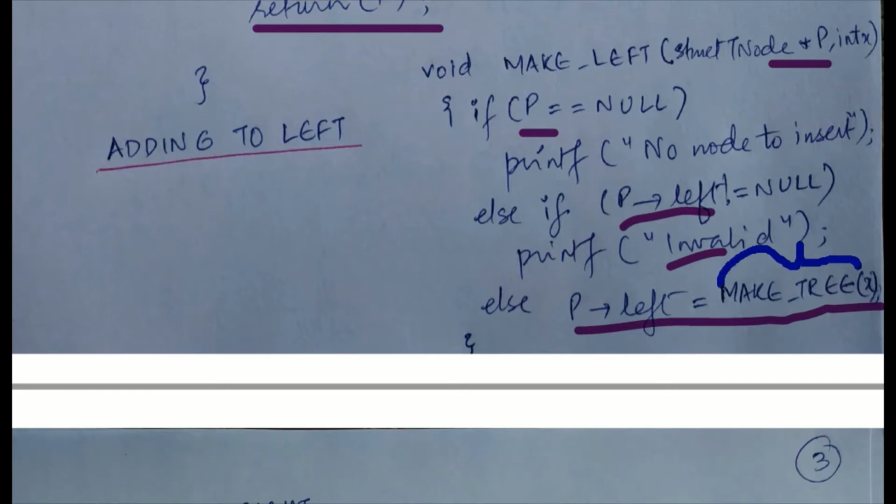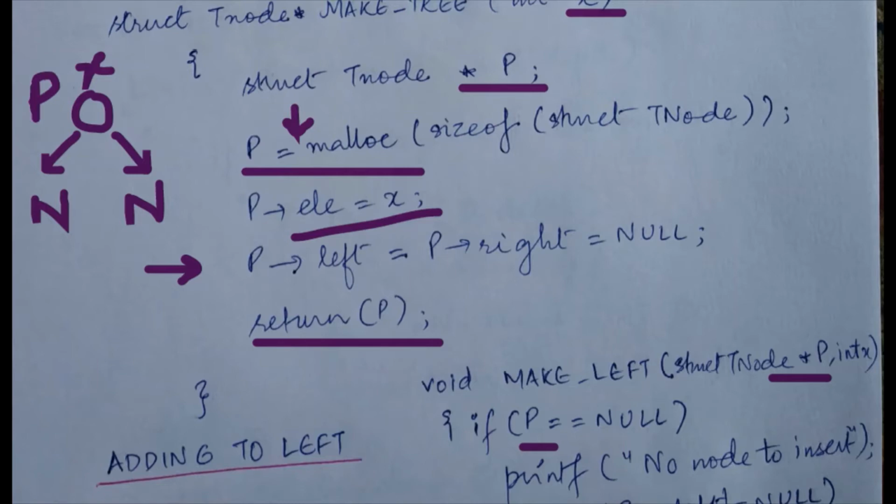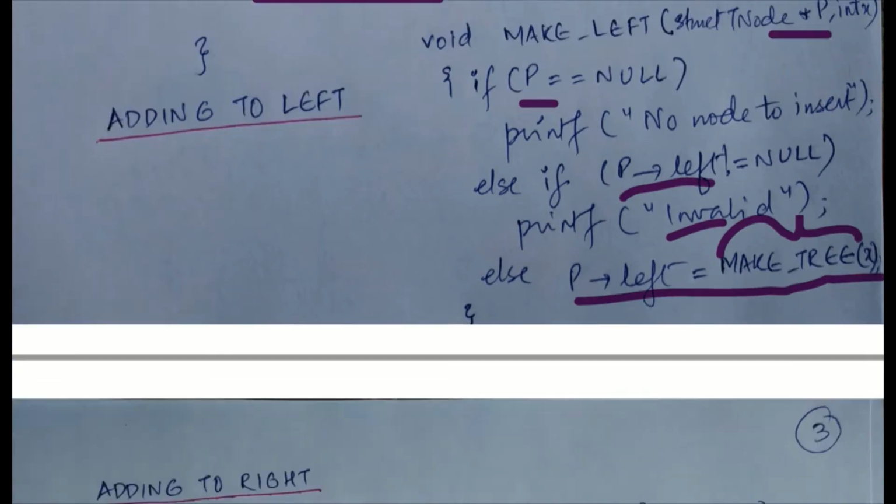This make tree will allocate memory for a node, put x in that, put the left and the right. Basically it initializes the node. It does this for you. Okay. Puts x here, and this left and right is null, and whatever the address, this p, that is returned, and that is put in p2 left. This p is the p in this function.